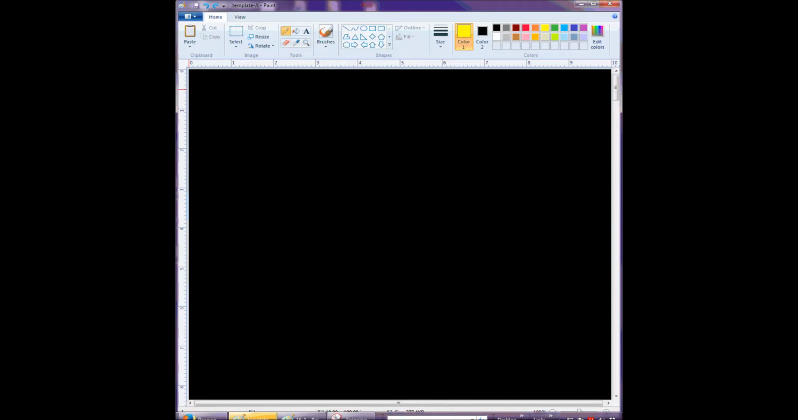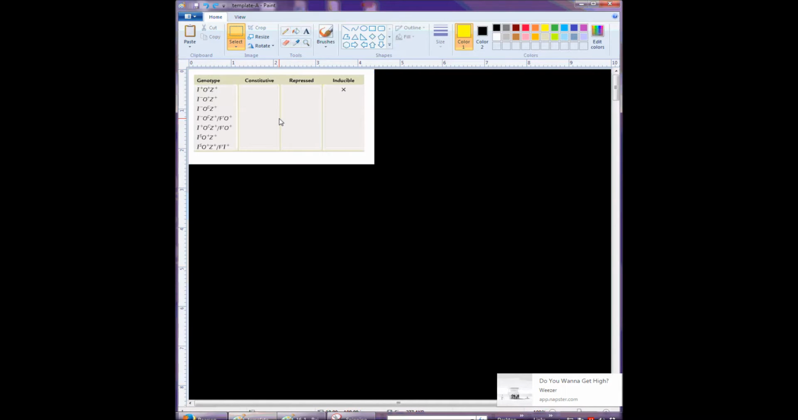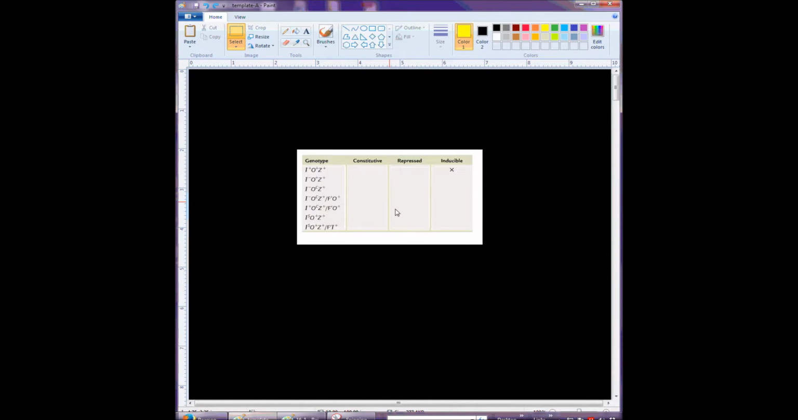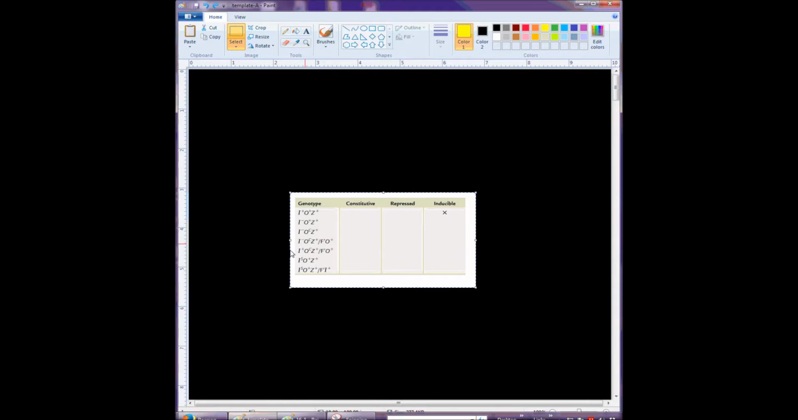Hey everyone, let's take a look at 16.5 for the lac genotypes shown in the accompanying table. Predict whether the structural genes are constitutive, permanently repressed, or inducible in the presence of lactose. And so this is the table that we're going to be working with, but I think we should probably review the lac operon first to make sure we're all caught up with how that works.